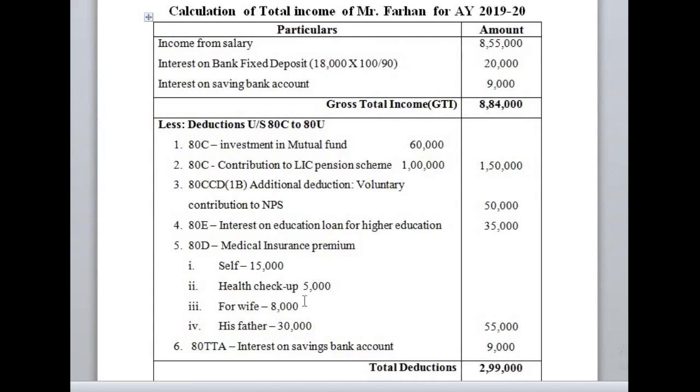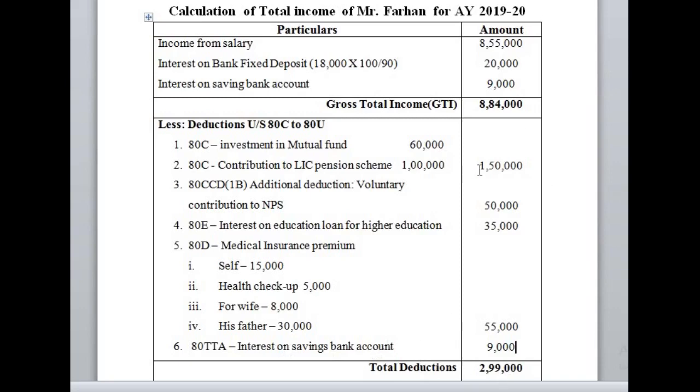So as I said earlier, the total of deductions under section 80D must not be more than 55,000. So here the total will be 15 plus 5, 20, plus 8, 28, plus 30, 58. But the assessee is allowed to claim deduction under section 80D of a maximum of 55,000. So instead of 58,000 we should take only 55,000 as deductions. Then 80TTA, interest on savings bank account rupees 9,000.